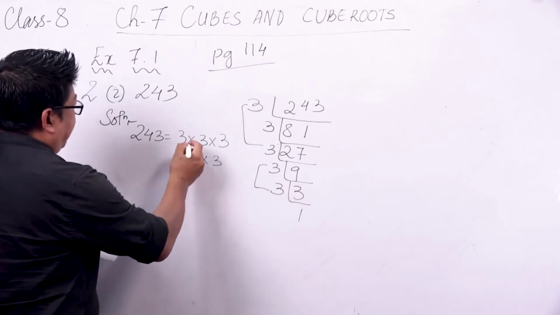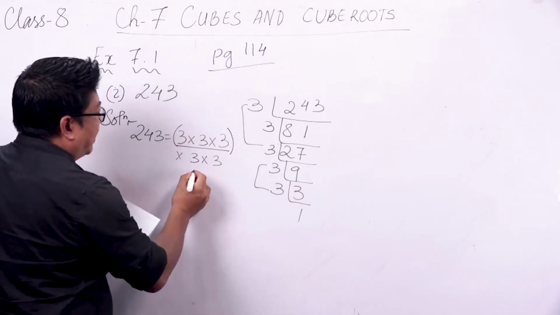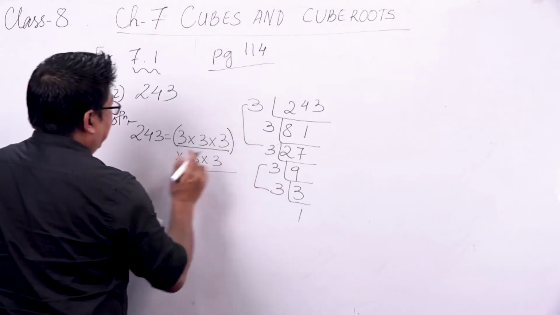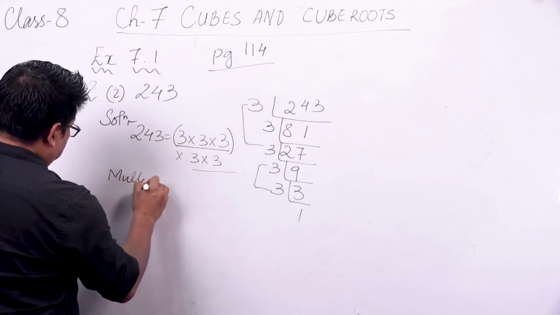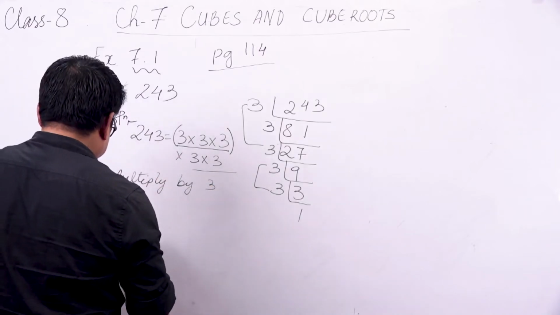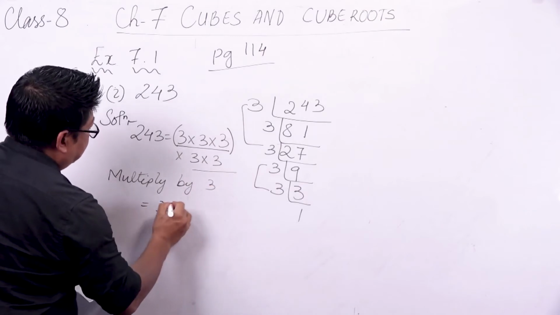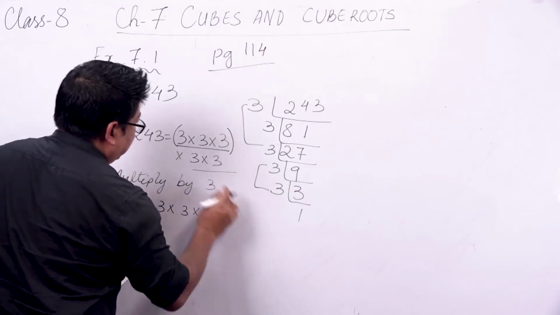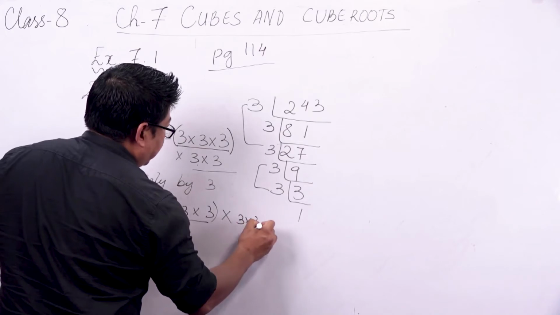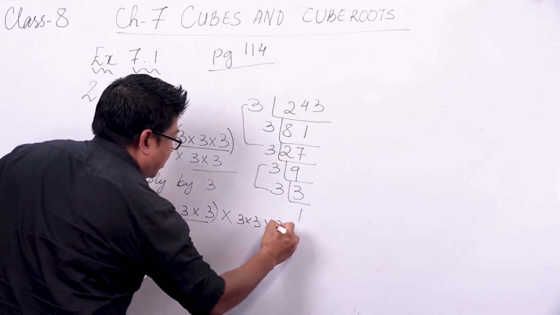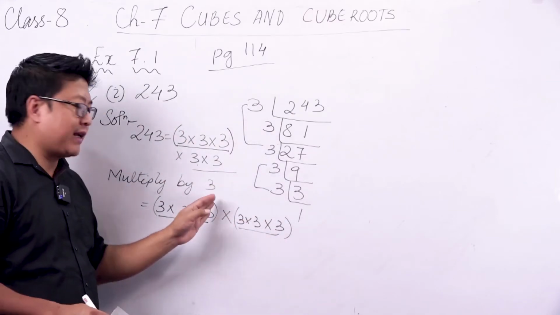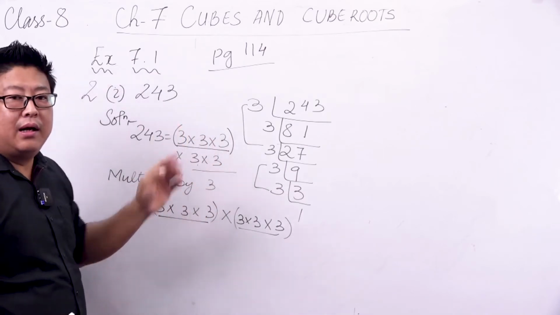Right? So we have a triplet of 3. But here, to complete the second triplet, we need one more 3, right? So to make this complete, we will multiply by 3. So when we multiply by 3, we get 3 into 3 into 3 into 3 into 3 into 3. This part is over now. This is one group, and here 3 into 3, since we are multiplying by 3, it is also complete. So when we multiply by 3 to these factors, this number will become a perfect cube.